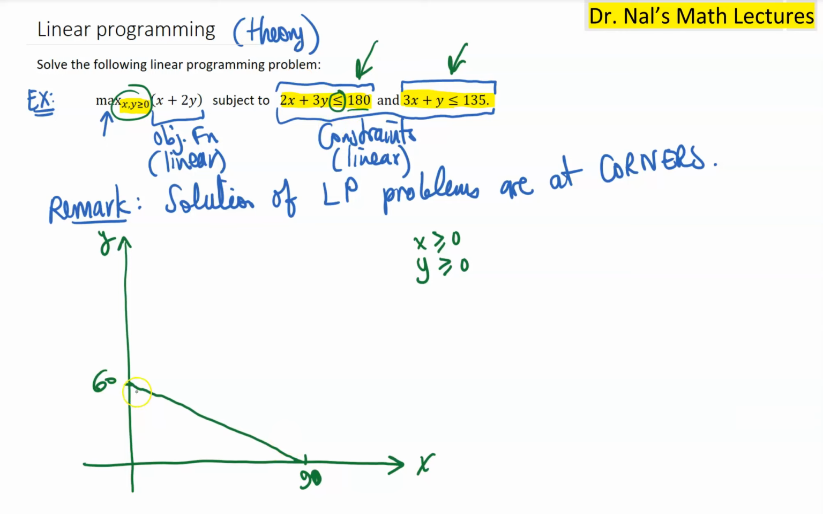Because we want to be less than or equal to, we want to be below this line, right? So this line is 2x plus 3y equals 180, and because we want less than or equal to 180 according to the problem description, we are over here in the first quadrant below this line. There you go.